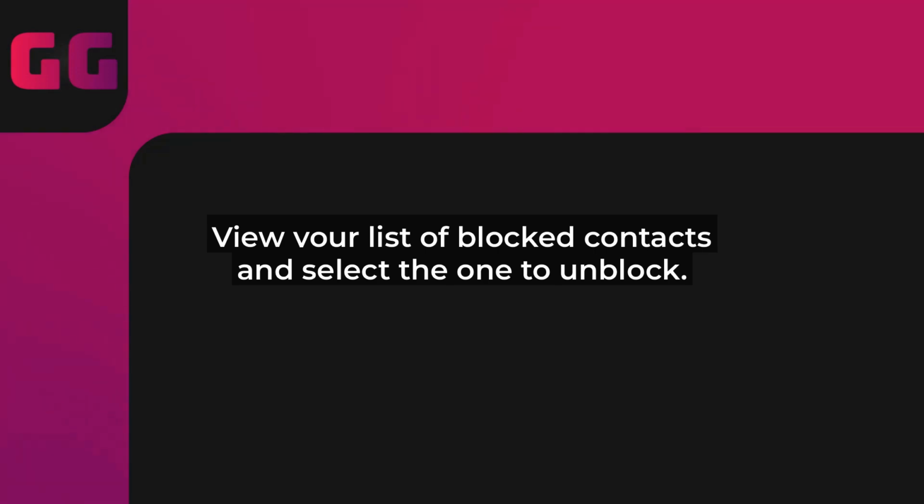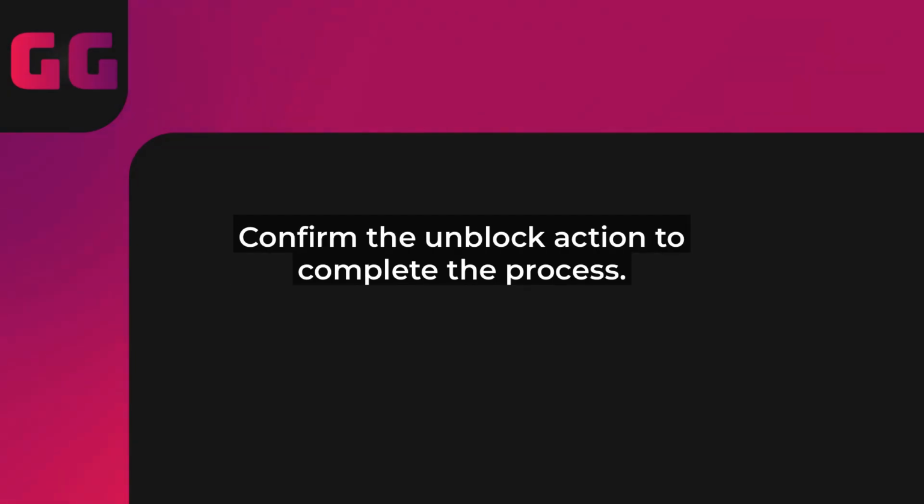Now, find the person you want to unblock. It might take a second if your list is long, but LinkedIn makes it straightforward. Once you've spotted their name, simply click on the Unblock button next to it. LinkedIn will probably ask you to confirm this action, just to make sure you really want to proceed. Hit Confirm, and voila! That person is unblocked. They might not be able to see your updates right away, but give it a minute or two.